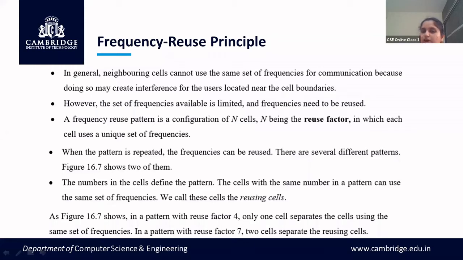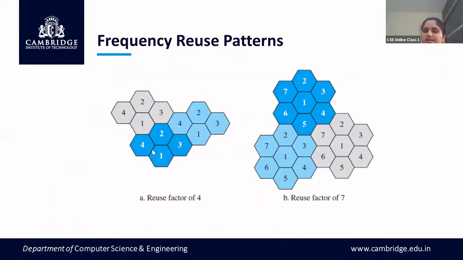Whereas in the pattern 7, or reuse factor 7, 2 cells are separating the use of the same set of frequencies. See, I'll repeat again. For reuse factor 4, there is 1 cell which is separating the use of the same frequency, whereas for reuse factor 7, there are 2 cells. Before reusing the same set of frequency, there is a gap of 2 cells. Similarly, even here, if I want to reuse 1, there is a gap of, say, 2 cells. So this is about reusing patterns of the frequency.